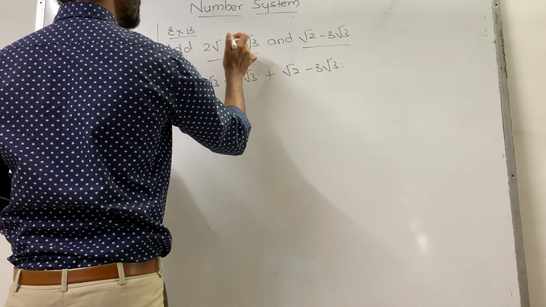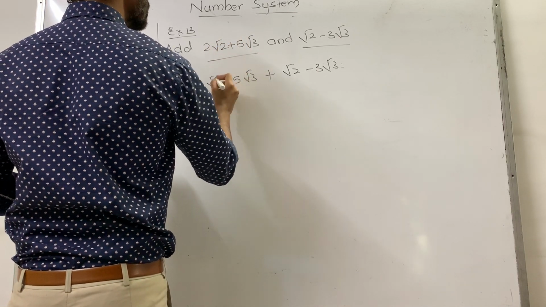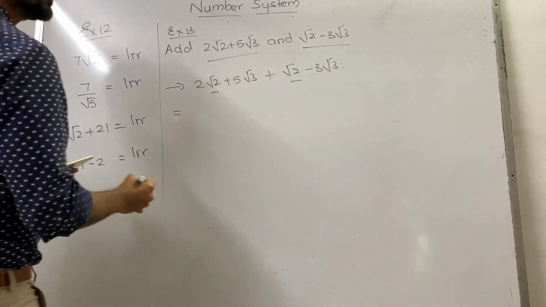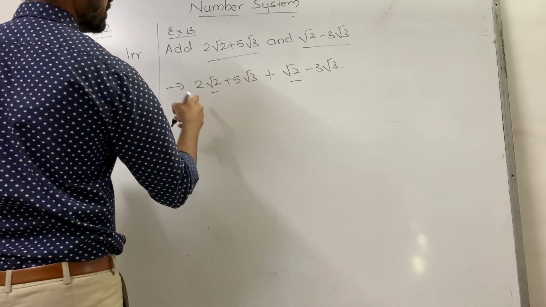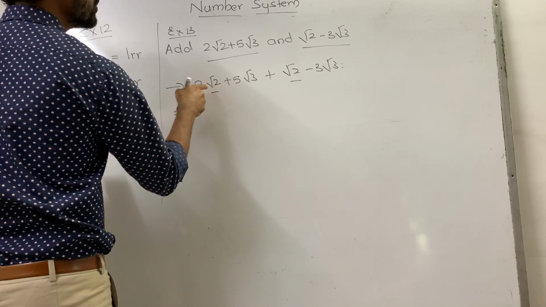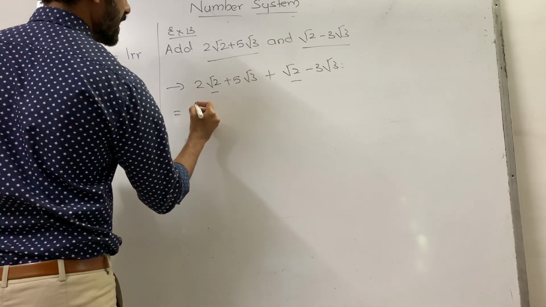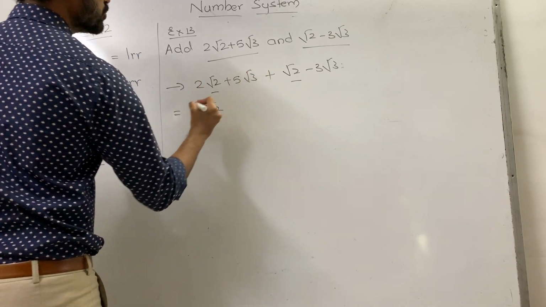This is 2 root 2. Look for like irrational terms. This is also a root 2 term, this is also a root 2 term, so they are like irrational terms. How many times root 2 do you have here? You have 2 times, and over here you have 1 time. 2 times plus 1 time makes it 3 times root 2.